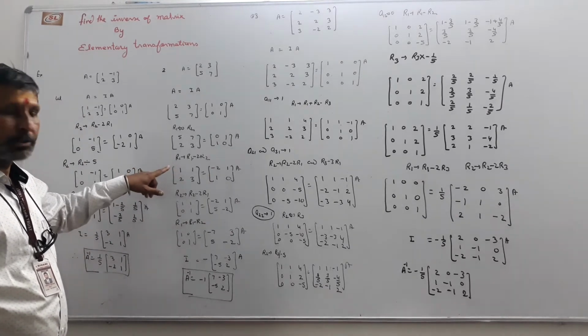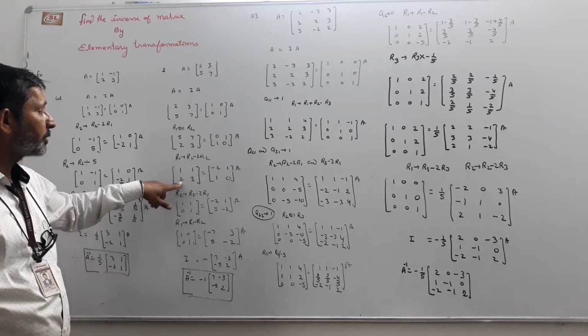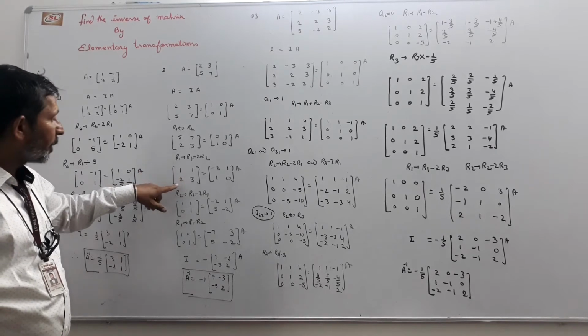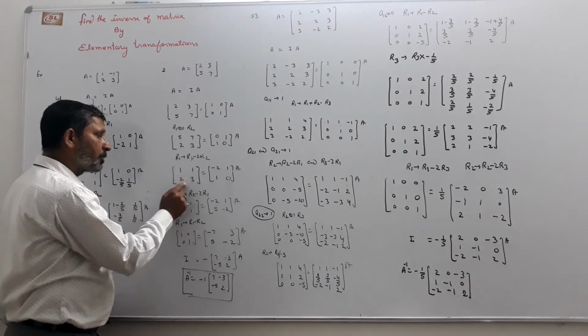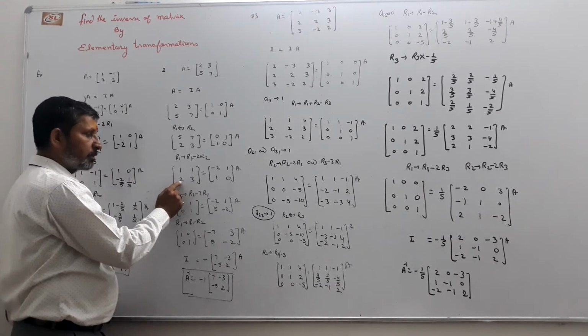Now after this, we make all the other elements of this first column 0. How can we make this 0? R2 becomes R2 minus twice R1. How can we change this element to 0? The first row is multiplied by 2 and subtracted from the second.